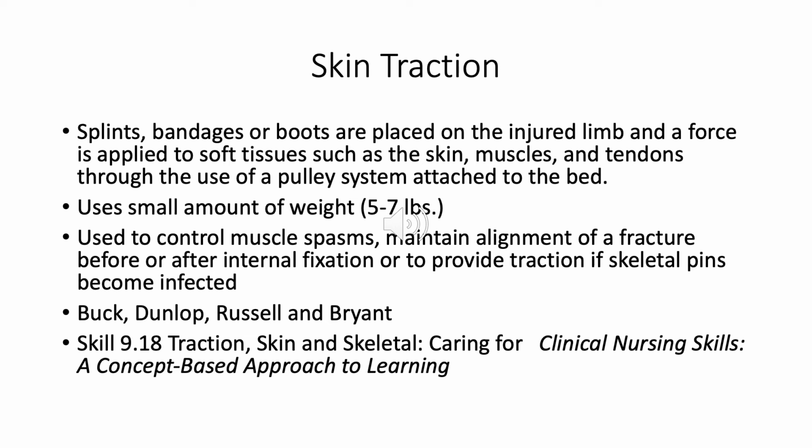They use it to control muscle spasms, especially if the patient is waiting to go to surgery. They'll put them in skin traction to relieve the spasms, the pain from the muscle spasms. They'll also go to skin traction if the patient started out with skeletal traction and the pins become infected. Types of skin traction are Buck's, Dunlop, Russell, and Bryant. And please review Skill 918, Traction, Skin and Skeletal, Caring for, in your Clinical Nursing Skills book.